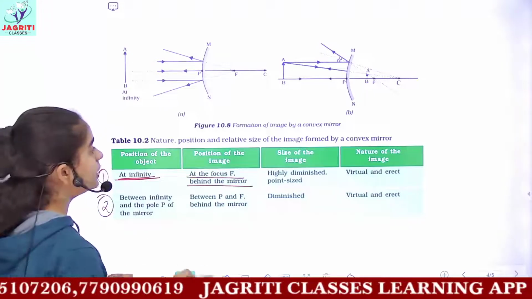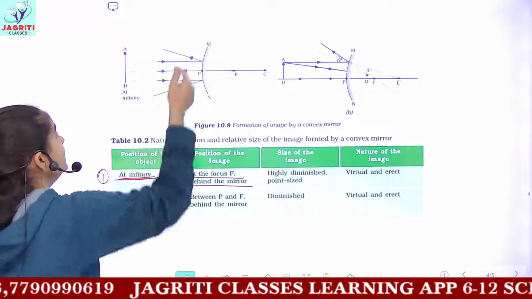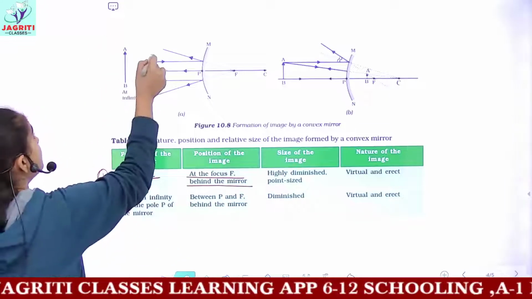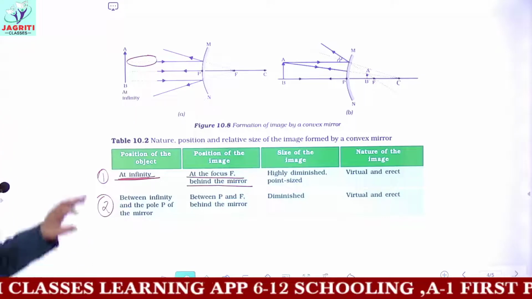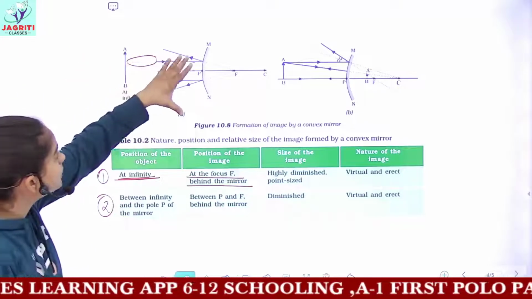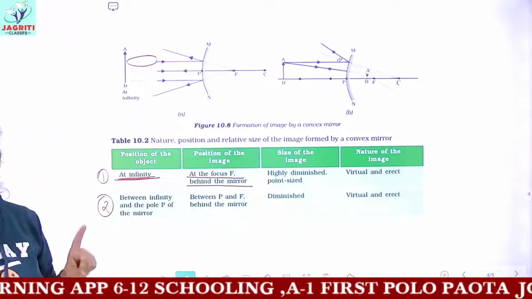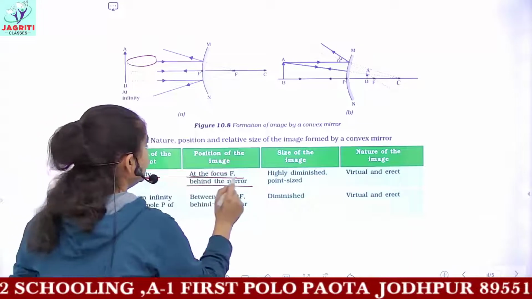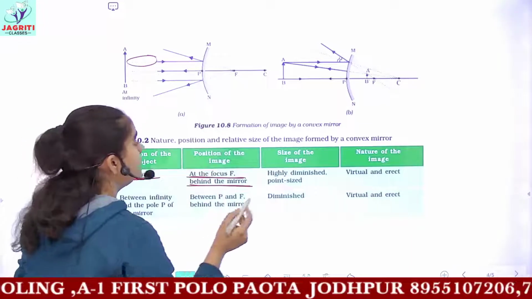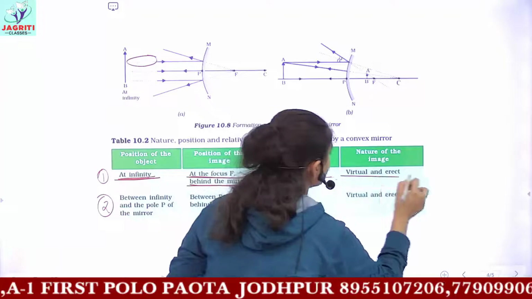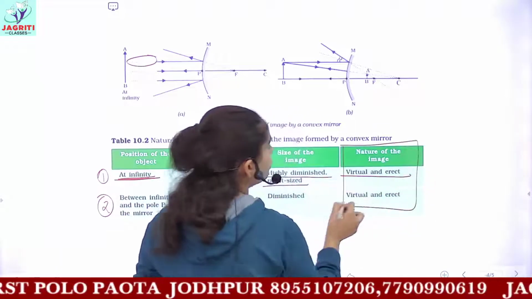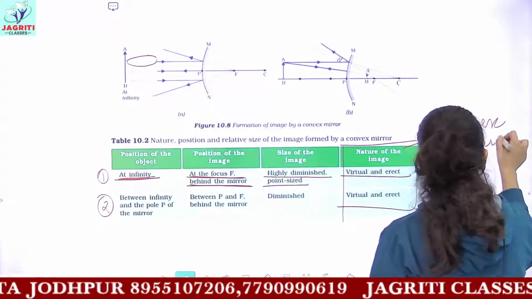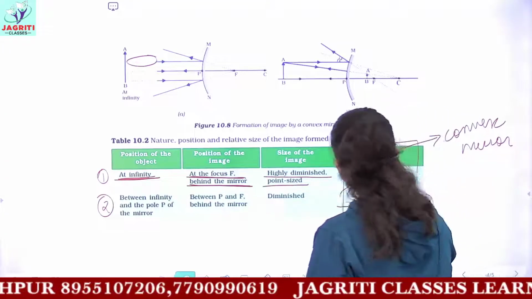So for convex mirror, how you will draw, we will discuss. This is the convex mirror. The object is at infinity. Whenever the object is at infinity, see, dotted lines are being used. Light rays which are coming from the object, after reflection, they get diverged. Convex mirror is a kind of diverging mirror. But we say that the image, it forms at focus behind the mirror. The image is highly diminished, point size, virtual and erect. Remember, the nature of image for convex mirror is always virtual and erect.